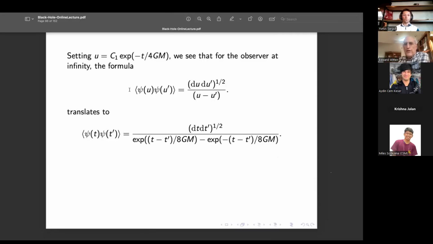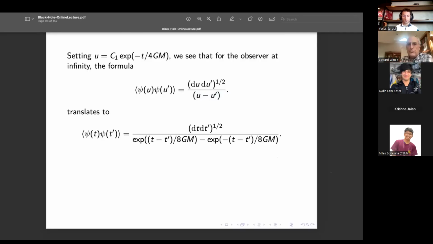So we have the formula for what it would look like if you were living near the horizon of the black hole and measuring there. So ignoring the numerator, if you were able to measure near the horizon of the black hole, where u and u prime are both exponentially small and therefore exponentially close to each other, you'd see a strong correlation proportional to 1 over u minus u prime, and its Fourier transform is what you would measure by probing the vacuum.